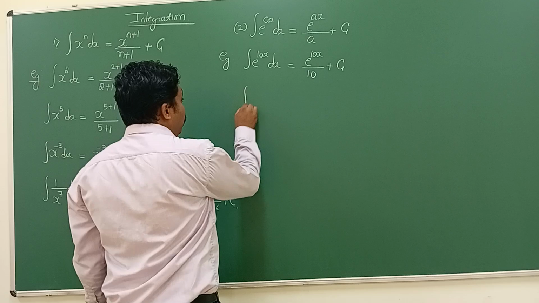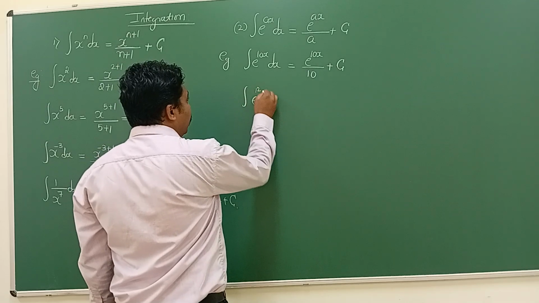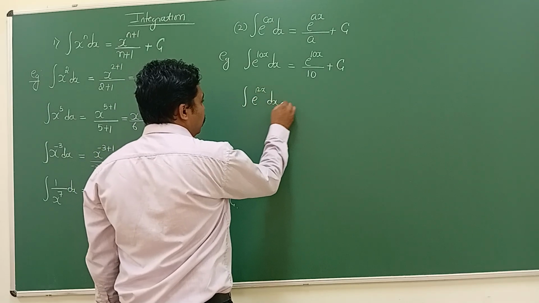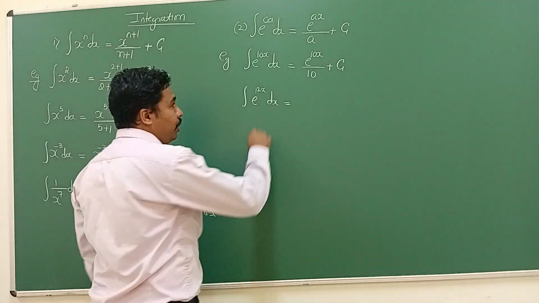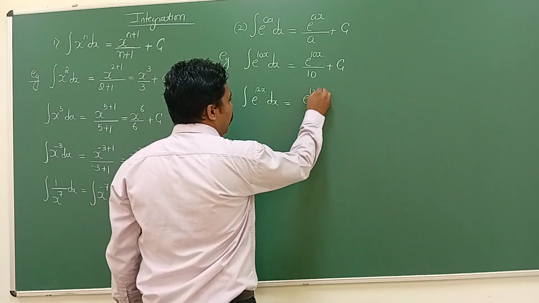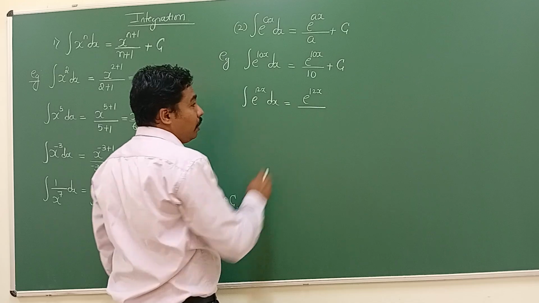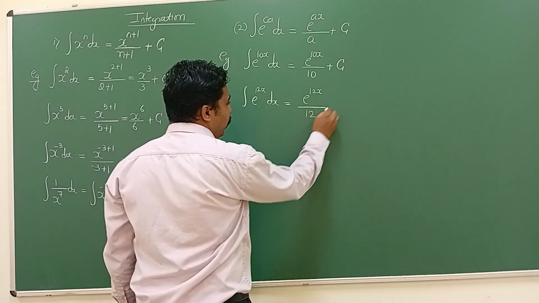Now if I take one more example, e power 12x dx. So it is the integration of e power 12x divided by the coefficient of x, that is 12, plus c.